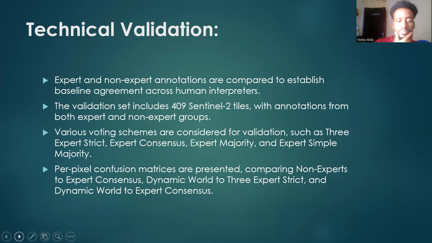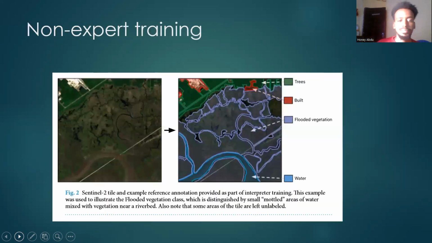In order to ensure that the non-experts also give us really accurate data, we shall use schemes such as three-expert strict and expert consensus. These are various voting schemes. Then we have the per-pixel confusion matrices, which compare non-expert to expert consensus. So non-expert training, like now, this shows you practically what I've been talking about.